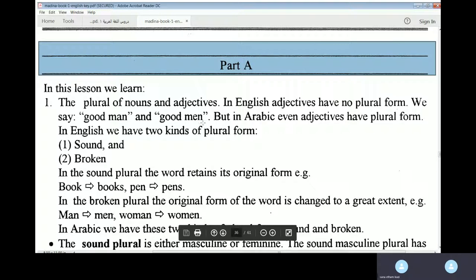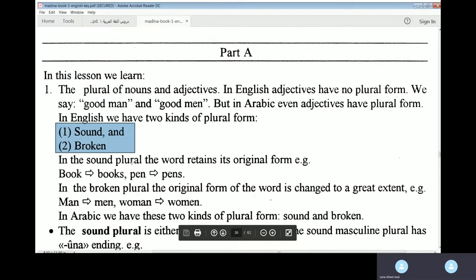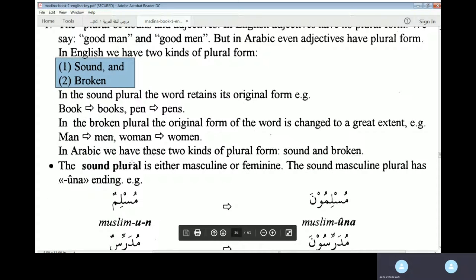In English, we have two kinds of plural form, sound and broken. In the sound plural, the word retains its original form. Example, book, books, pen, pens. In the broken plural, the original form of the word is changed to a great extent. Man, men. Woman, women. In Arabic, we have these two kinds of plural form, sound and broken.